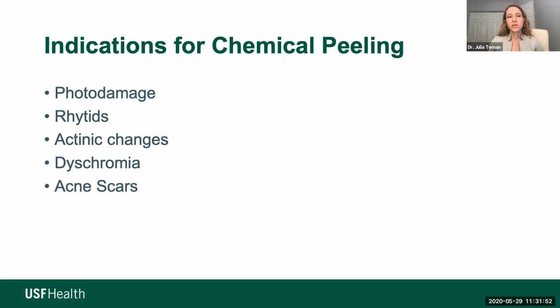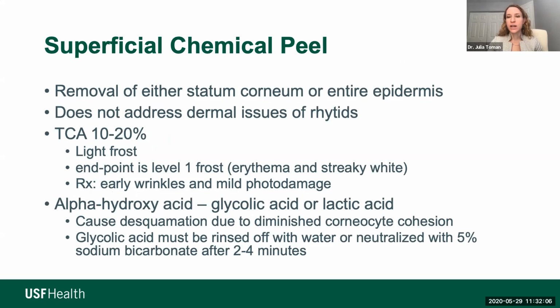So indications for chemical peeling are the same as laser resurfacing. We use chemical peels for resurfacing the same way we do for lasers. So photo damage, rhytids, actinic changes, dyschromia, as well as acne scars. And there's different layers of peels depending on how much of the skin you're taking off. A superficial chemical peel will remove either the stratum corneum or the entire epidermis, but does not address the dermis. And so it's not going to address rhytids.